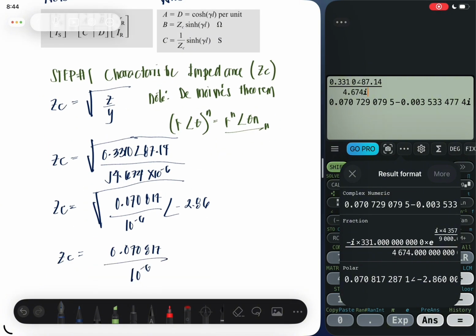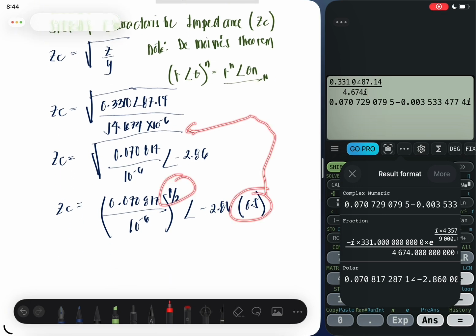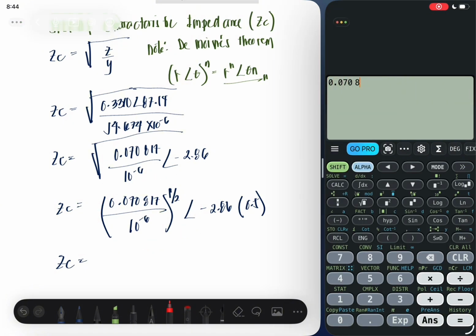According to de Moivre's theorem, taking the square root, which is just raising it to the power of 1/2, you just take the standard square root of the magnitude and halve the angle.